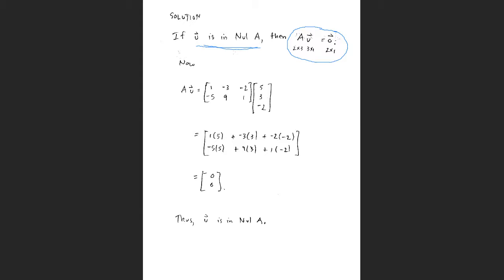So the null space consists of all vectors U that get mapped into the 0 vector by the transformation defined as A times U. So what I do is I take A times the vector U, and I do my matrix multiplication, and I get the 0, 0 vector, and therefore this means then that the vector U is in the null space of A. Okay, it's in the null space of A.